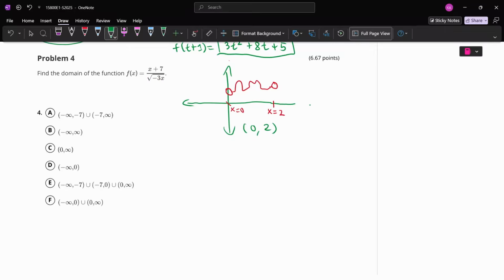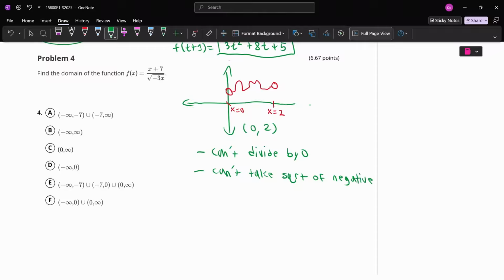With that in mind, we know that we can't divide by 0, and we know that we can't take the square root of a negative number unless we want an imaginary number. But in this case, we don't. So for the sake of this question, we can't take a negative square root, and we can't divide by 0. Let me write that down real quick. Can't divide by 0, and can't take square root of negative.